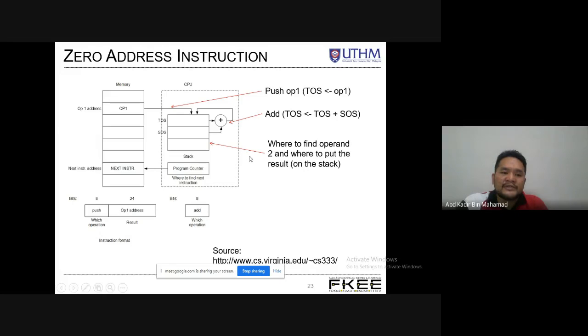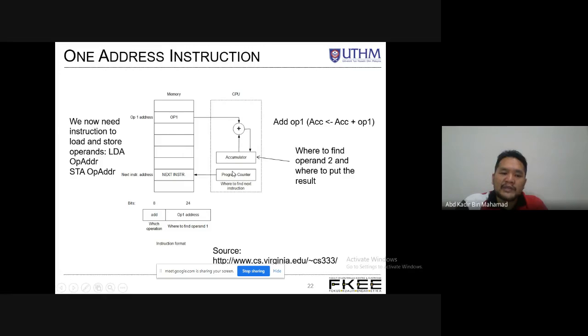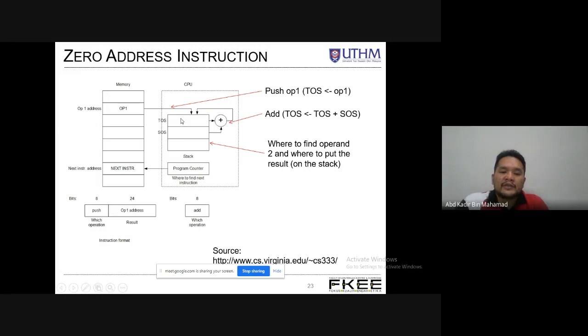Okay, for 0 address instructions, if you notice here, they also have an operand address, but they have what is called a stack. If you have heard about stack, TOS, SOS, it is about zero address instruction. If you have heard about accumulator, automatically it is about one address instruction. TOS is top of stack. SOS is second of stack. So this is the stack that I mentioned.